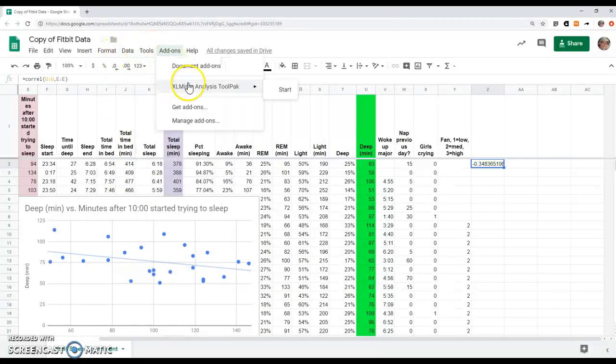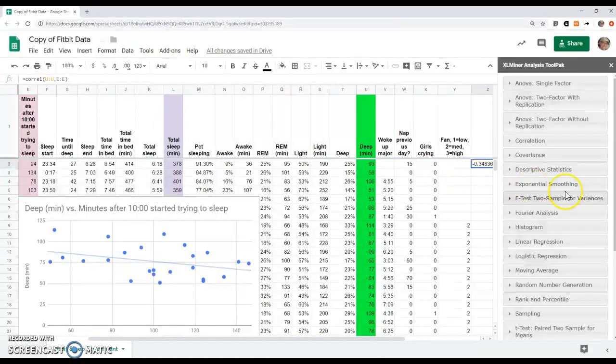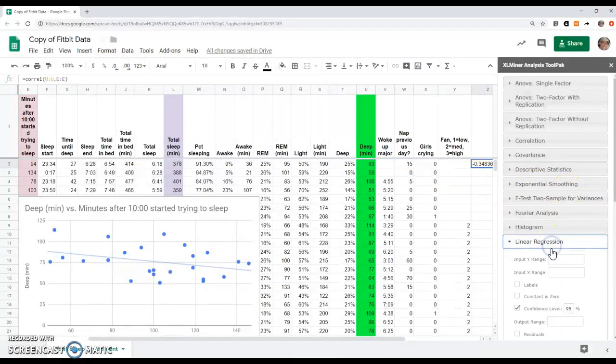So if I go to add-ons, linear regression. So the Y range, Y, I like to think of it as the WHY, the variable, the reason why I'm doing this whole experiment. And in my case, this would be the amount of deep sleep. I might also look at the amount of total sleep as a different regression, but for now, let me focus on the amount of deep sleep. So all I do is highlight that data and click in here. My X is my predictor, which is the time I'm going to bed.